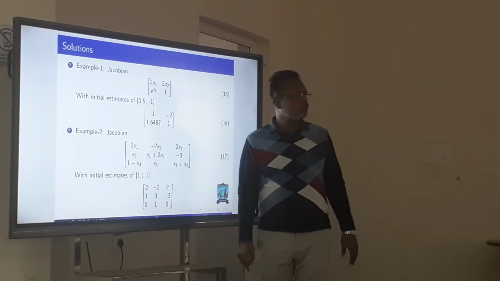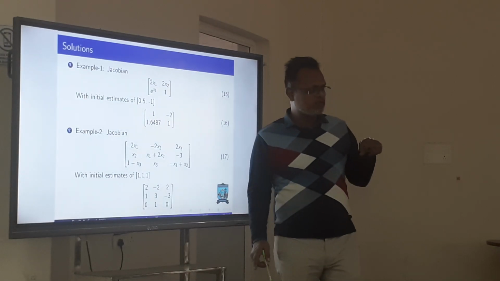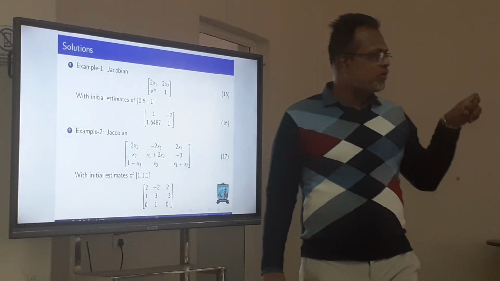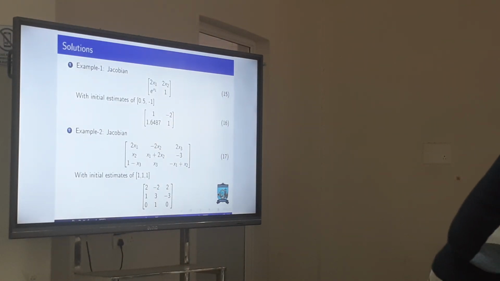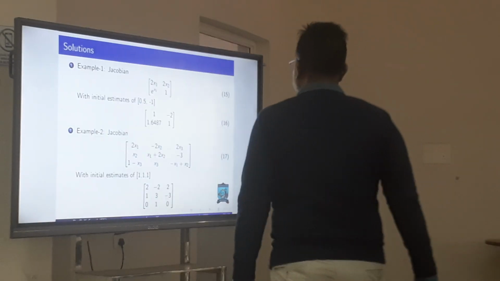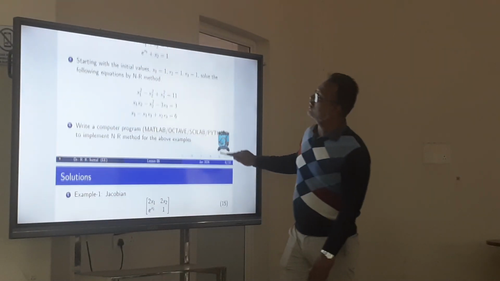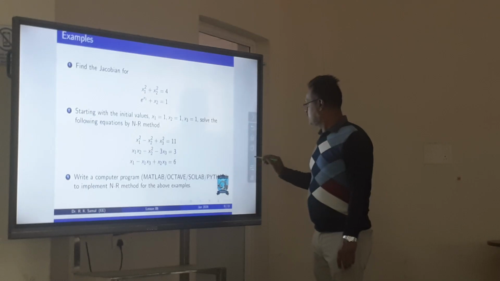E to the power 0.5 means square root of e, and e is 2.73. Square root of 2.73 is how much? Around 1.6. So this is fine. Now you understood how the Jacobian is calculated. Now compute the Jacobian for the second one. There are 3 variables here.